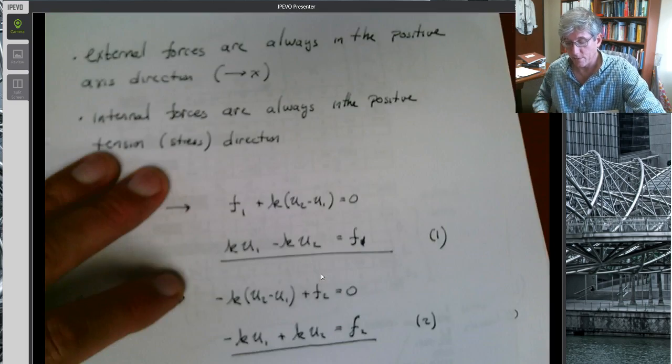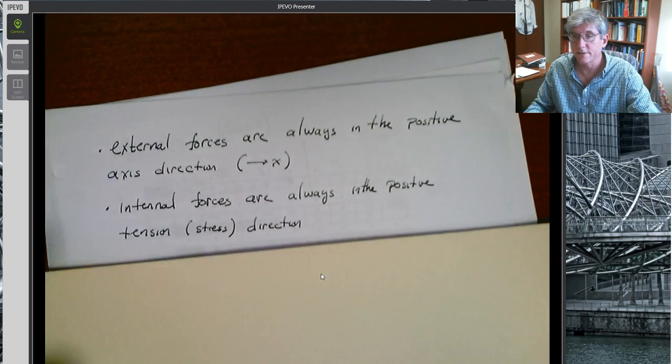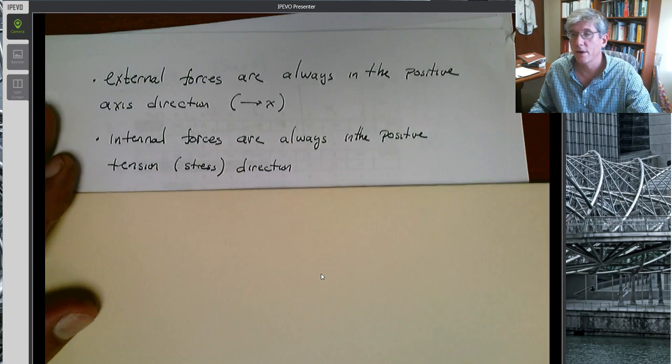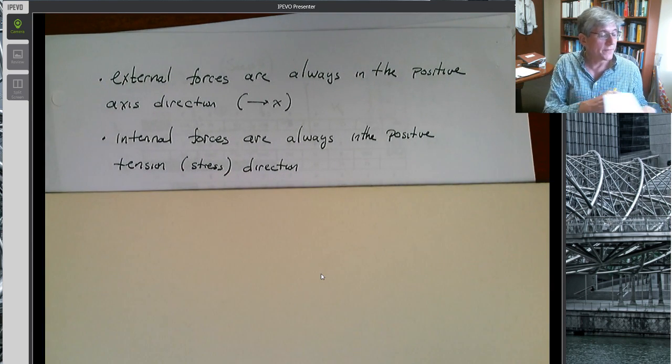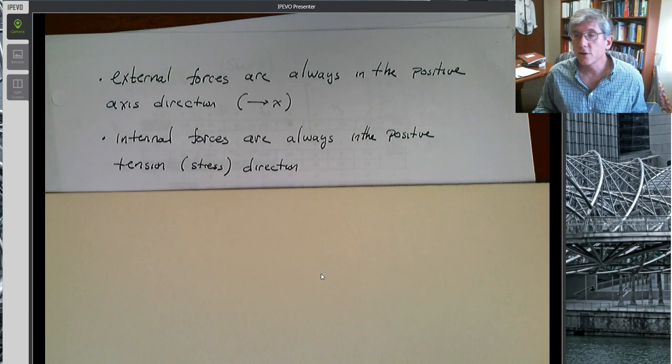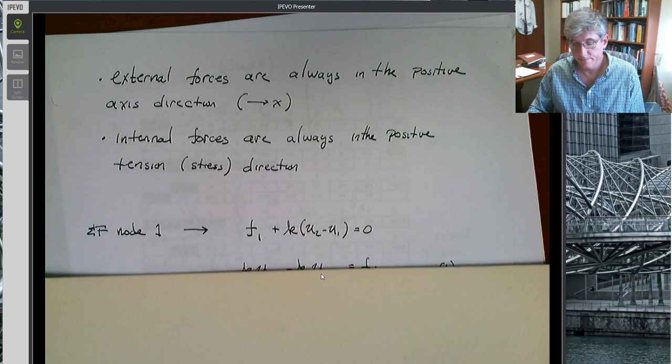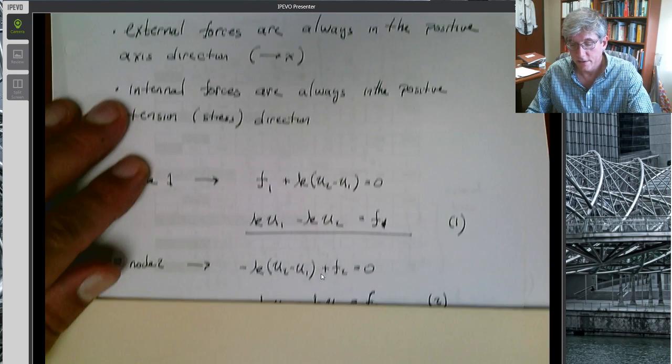So that is basically what I've summarized here in my notes, right? I always have to say this a couple times anyway. So again, what we got there was due to the fact that the external forces are always defined positive in their axis direction. So for us, we're just in X. So external forces, F1 and F2, act in the positive X direction. And the internal forces are always defined such that they're positive when they're in tension. Okay? All right. So, fine.